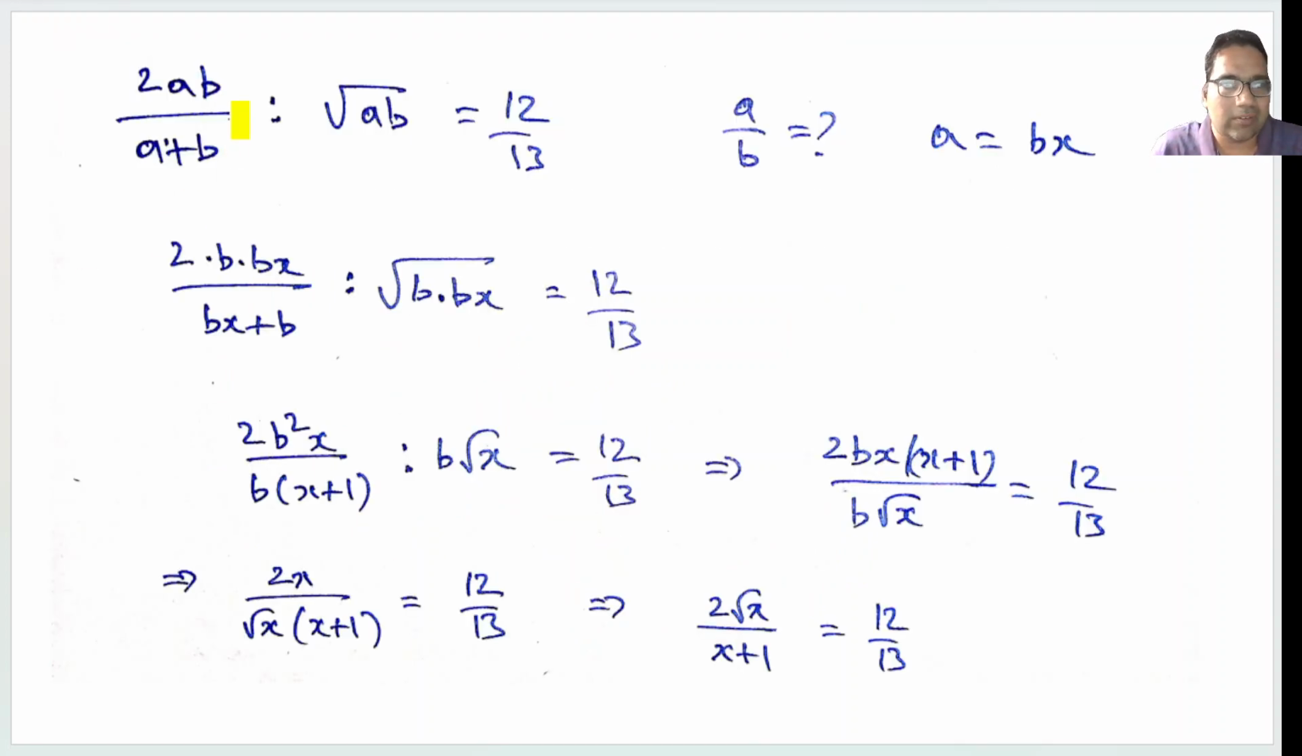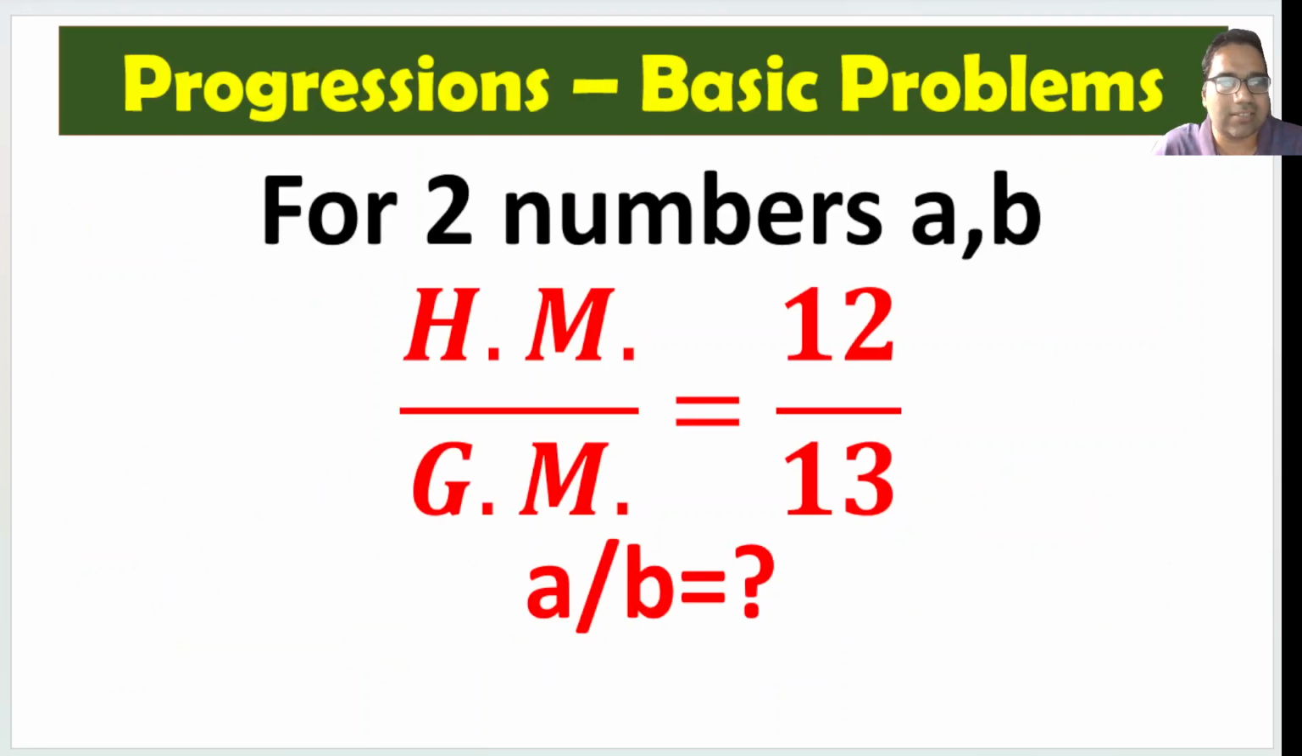Let's see how. Harmonic mean of two numbers A and B is 2AB by A plus B. And what is geometric mean? It is root AB. We are given 2AB by A plus B is to root AB is equal to 12 by 13. Let us assume A equals Bx, because the question is about the ratio of A and B. Let's say the ratio is x only.